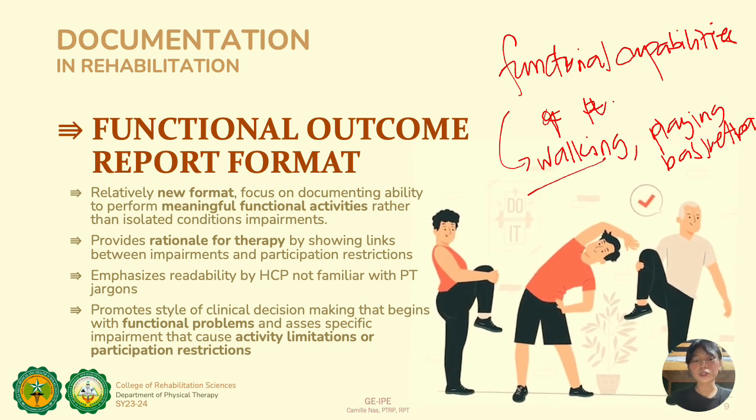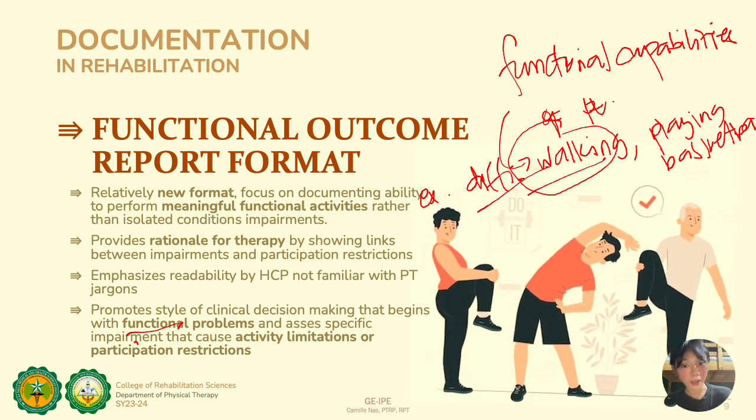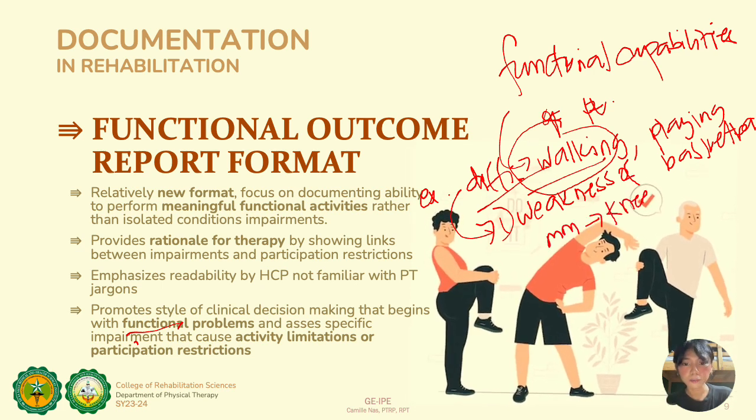It promotes a style of clinical decision-making that begins with functional problems and assesses specific impairments that cause activity limitations or participation restrictions. So, we identify the impairments that cause the difficulty in walking. So, kunyari, the patient has difficulty in walking. So, we will now assess bakit hindi siya makapaglakad. For example, we have assessed that one of the reasons is because there is weakness of the muscle, kunyari na lang, the knee extensors. Siyempre, pag mahina yung ating knee extensors, mahirapan maglakad yan.